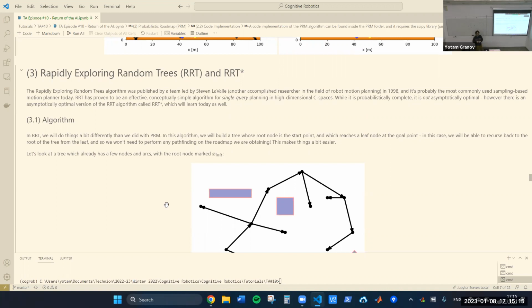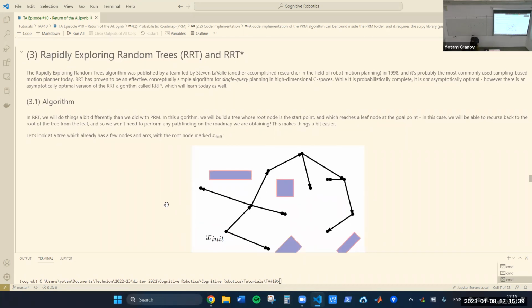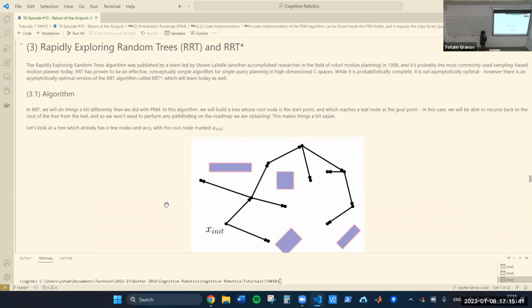The drawback here is that this is a single query motion pattern. So if I have a start to goal node, then that's it. I can only use the tree that I get for this algorithm for that start point and that goal point. I can't reuse this. So there's a trade-off between everything. This one was introduced in 1998 by Steven LaValle, another preeminent motion planning researcher. It's one of, if not the most commonly used motion planning algorithm today, just because it's so powerful in higher dimensions, 5, 6, and so on.